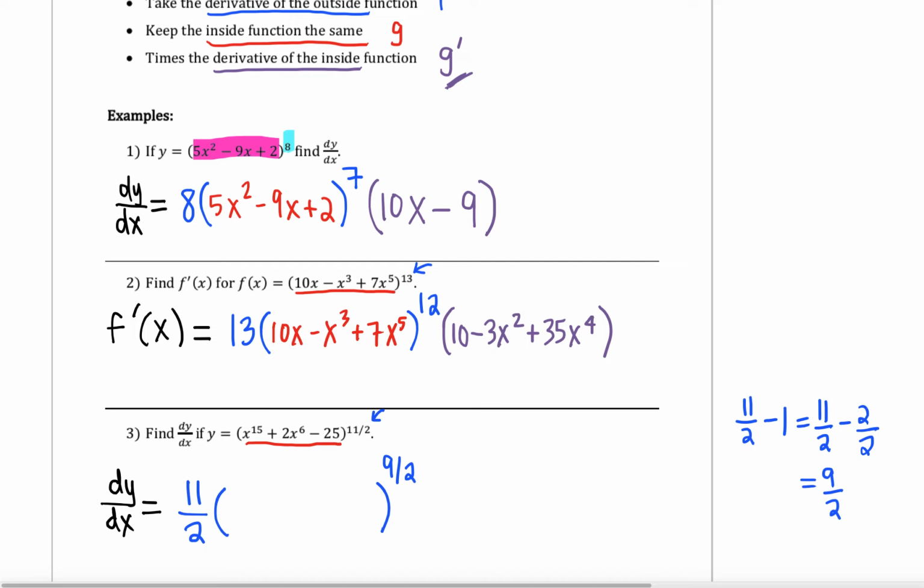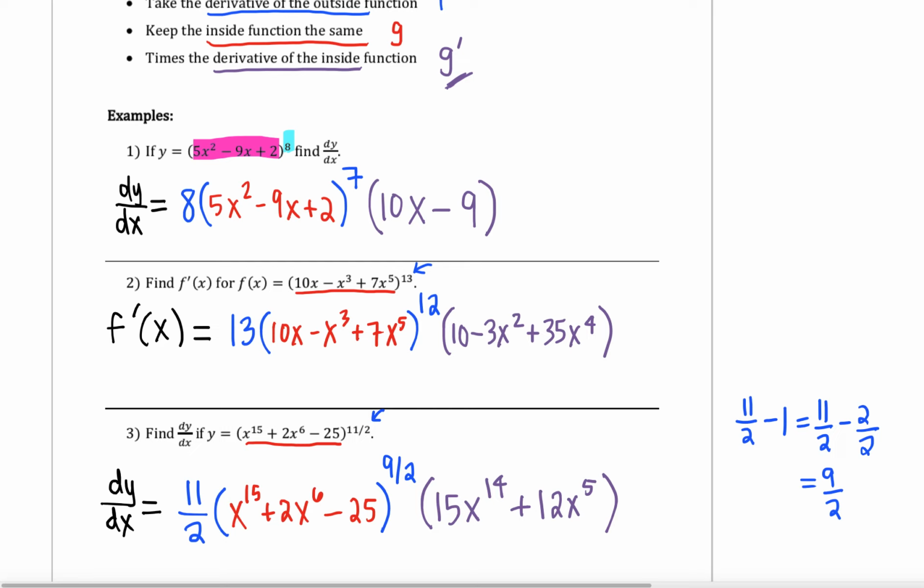I now need to keep the inside function the same, so our g of x, our inside function here, the x to the 15th plus 2x to the 6th minus 25 would stay all the same, times I now need to multiply by the derivative of the inside. To do the derivative of the inside, I'd power rule that, so I'd get 15x to the 14th plus 12x to the 5th, and then the derivative of 25 would drop to 0. So all in parentheses there, I have my derivative of the inside.